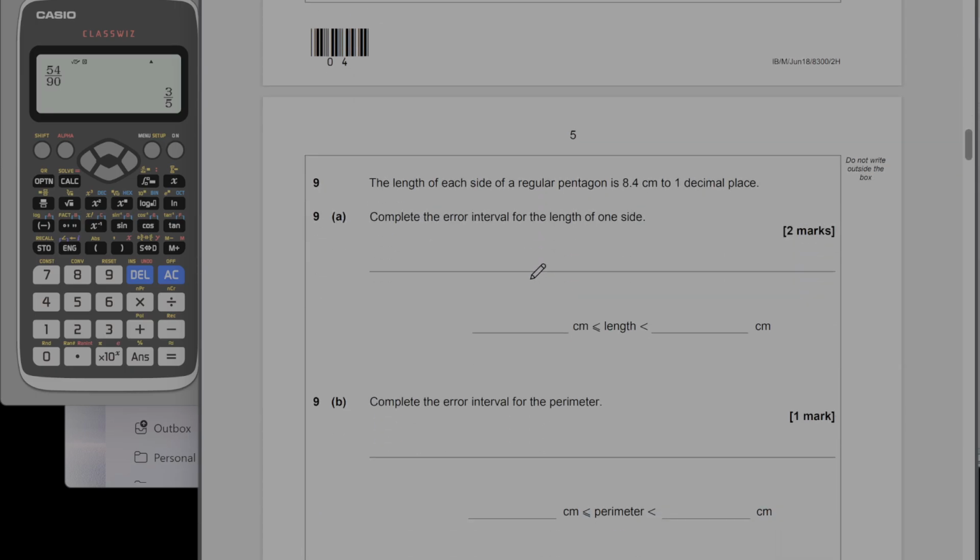Okay, question 9. The length of each side of a regular pentagon is 8.4 centimeters to one decimal place. Complete the error interval for the length of one side. So in effect, that means that x has got to be bigger than or equal to 8.35, but less than 0.05 bigger than 8.4. So that's going to be my error interval: 8.35 less than or equal to the length, which is less than 8.45.